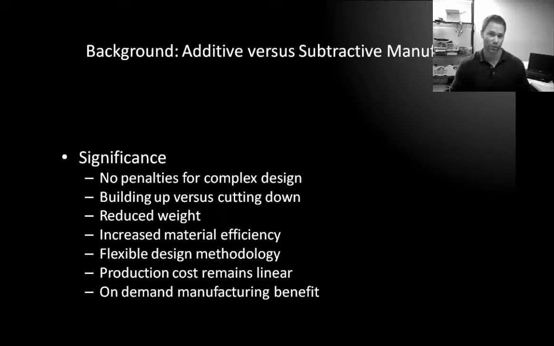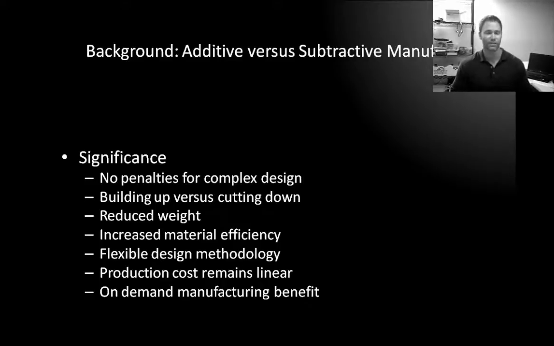Obviously, there is reduced weight in production because we have an advantage of being able to print, or add, material only where we need it. Obviously, material efficiency, and we're allowed to design more flexibly. Since we don't have to concern ourselves with how someone's going to conventionally make it, additive doesn't really care. It allows us more variation.